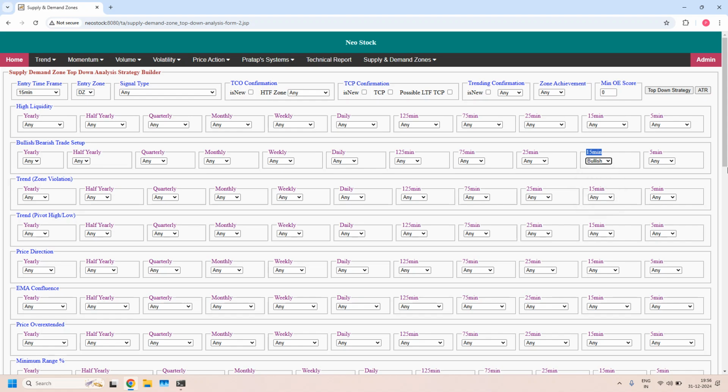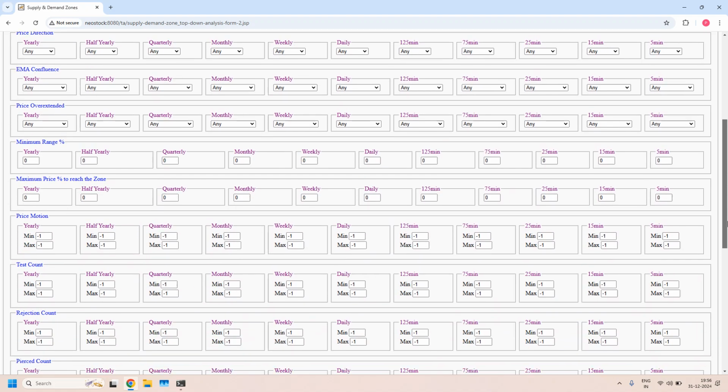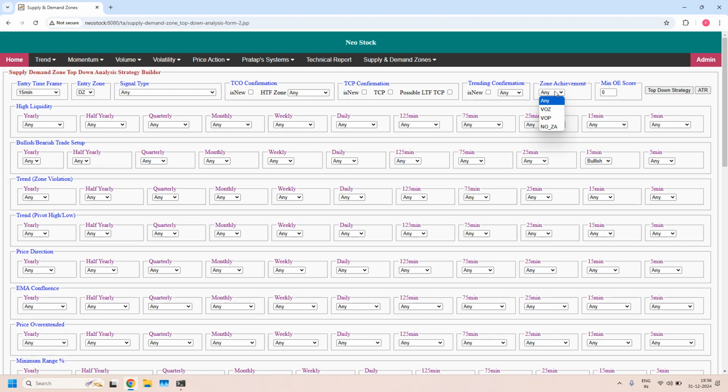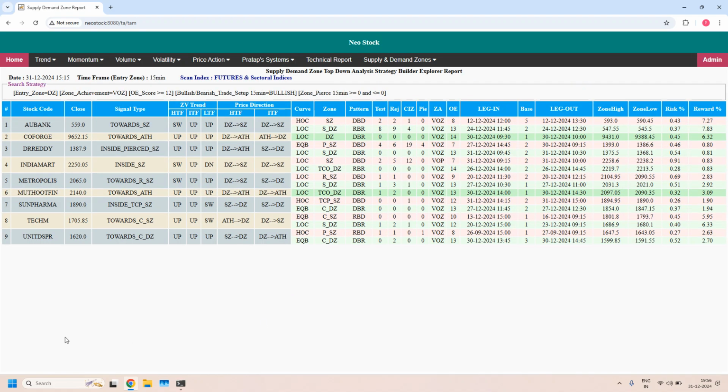I am selecting bullish. These 15 minutes demand zones should not be pierced. So that's why at 15 minutes time frame I am setting minimum value 0, maximum value 0. Zone achievement violated opposing zone, minimum odd enhancer score 12. All 3 filters are applied to 15 minutes demand zone. Let's filter. We got 9 stocks.